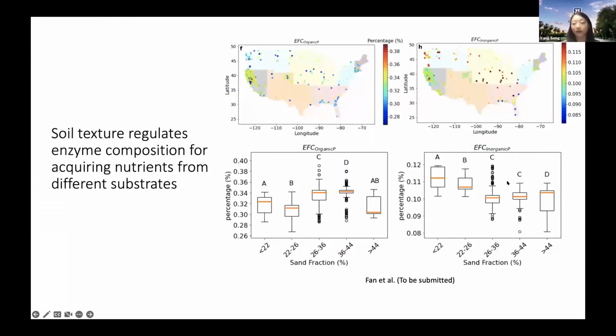Another intriguing thing I want to show is that soil texture is a very important factor to determine where the microbial community will use the nutrient from the different kinds of substrate. For example, for those very fine soil conditions, it totally shows that they will support relatively less enzyme function related to the organic phosphorus decomposition, but relatively high enzyme function related to the inorganic phosphorus assimilation.